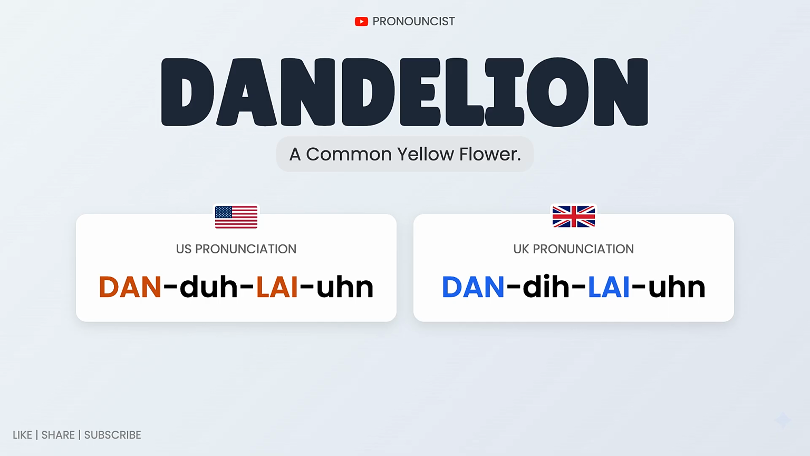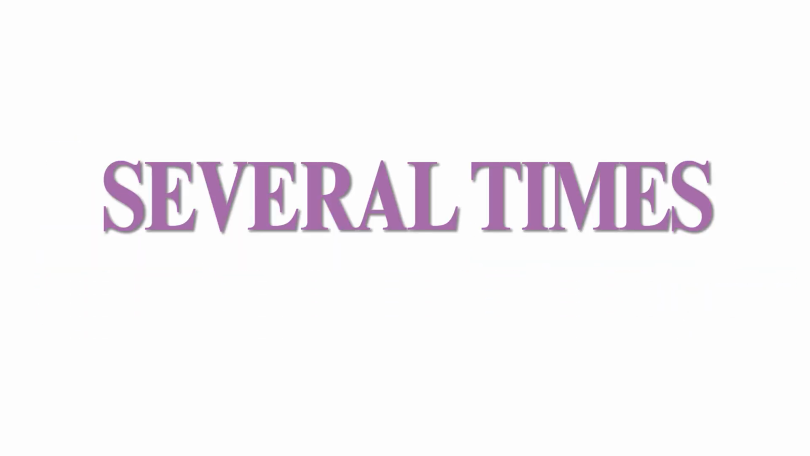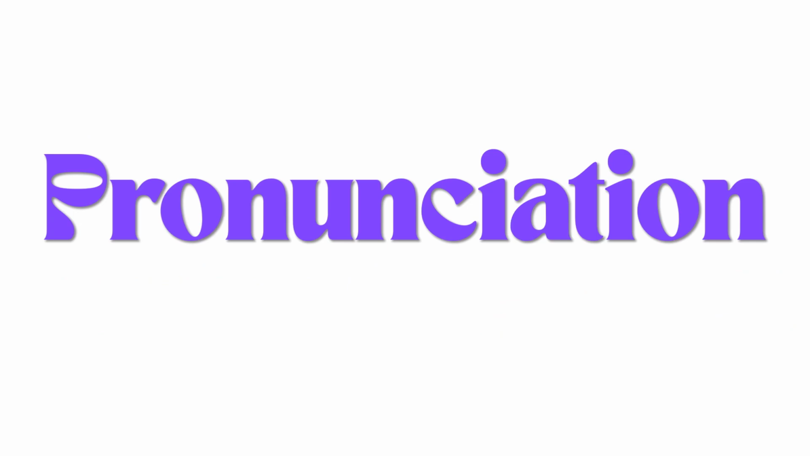Dandelion. Practice repeatedly and you'll soon be able to say this word perfectly. The best way to practice is to repeat the syllable multiple times. The meaning of the word is a common yellow flower. Try repeating this word several times to improve your pronunciation.